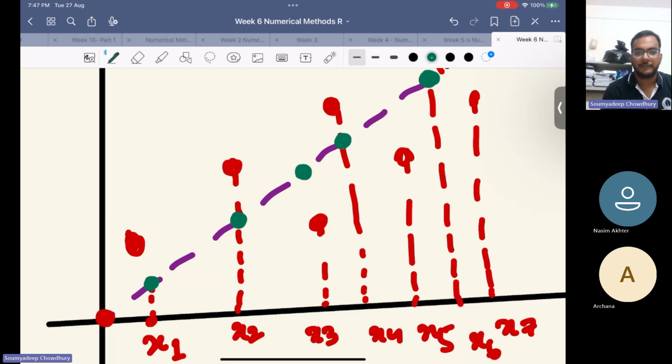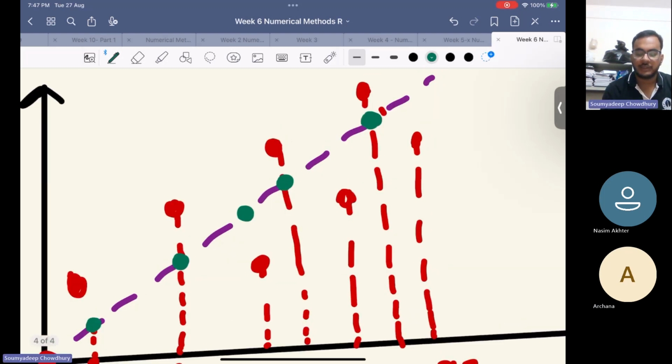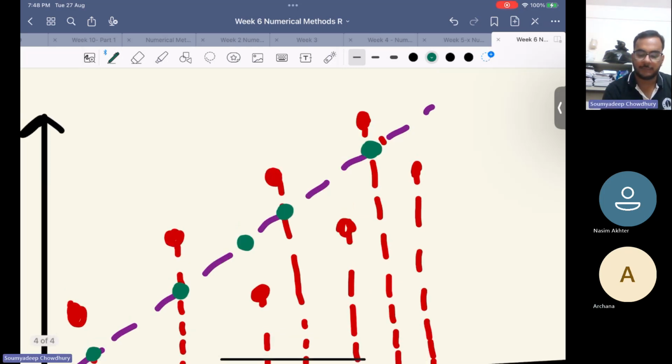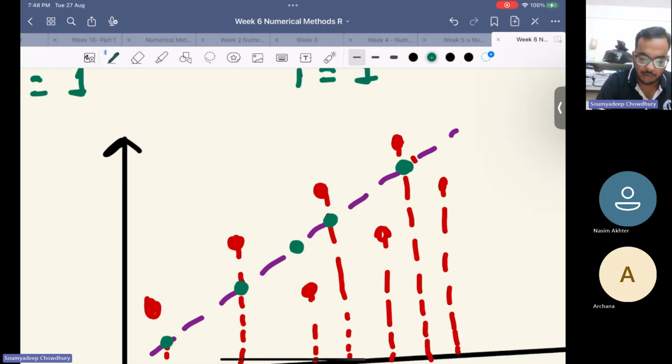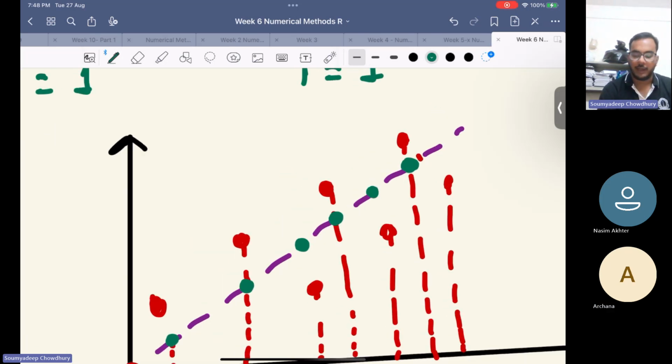So at x3, it is negative, because the true value is less than the predicted value, right? Yes. The true value is less than the predicted value at x3, so it is negative. Like that, you can tell x4 is again positive, x5 is again negative, and x6 is again positive.